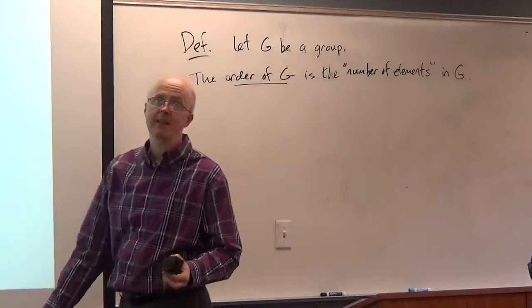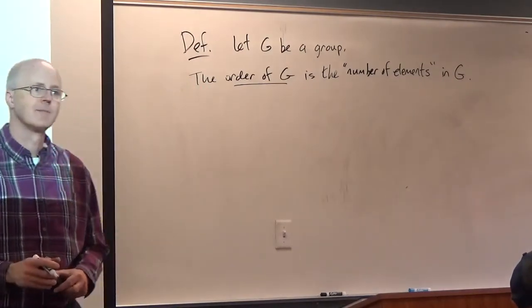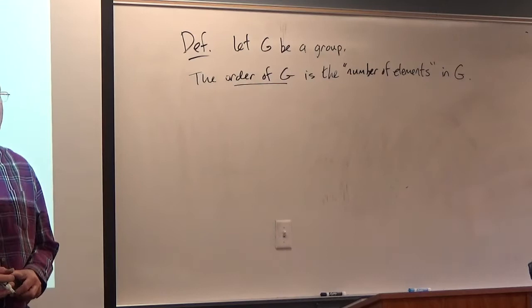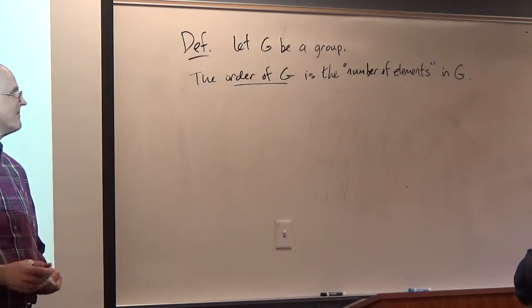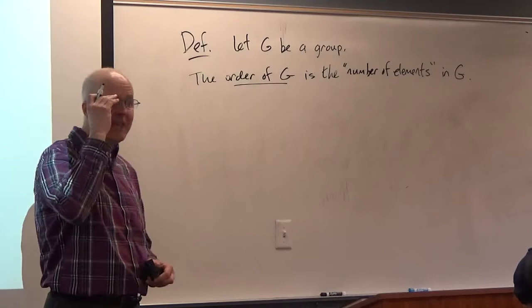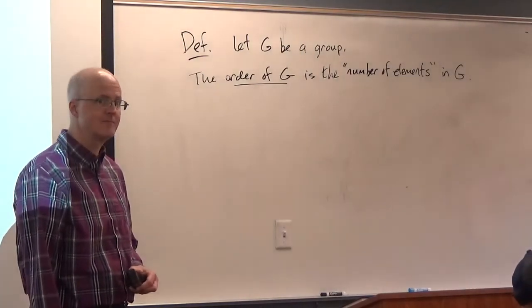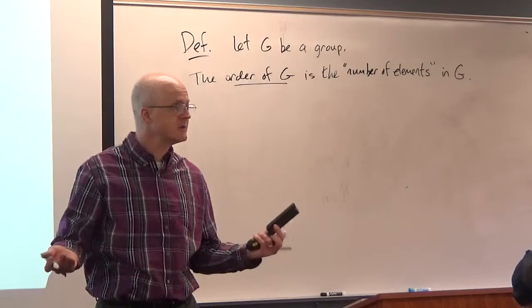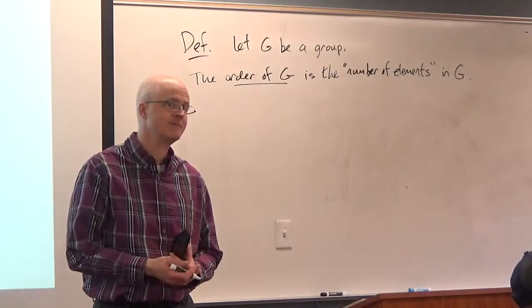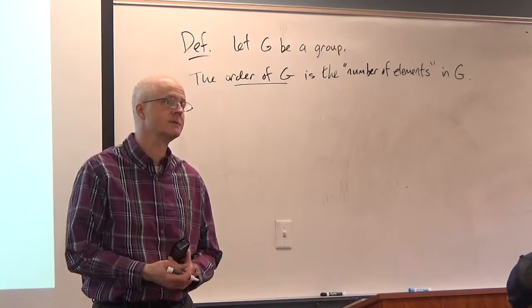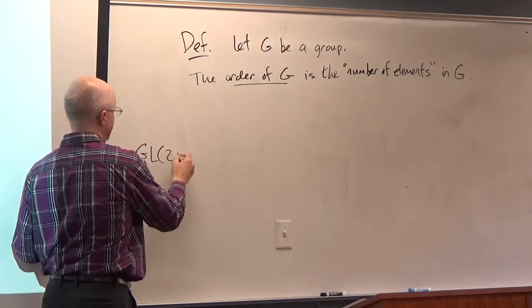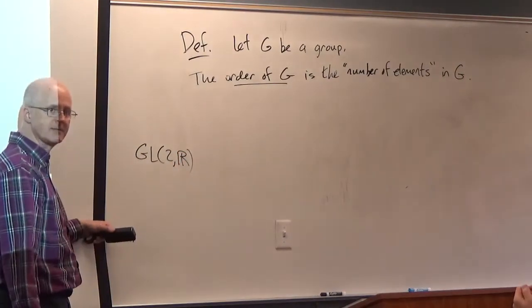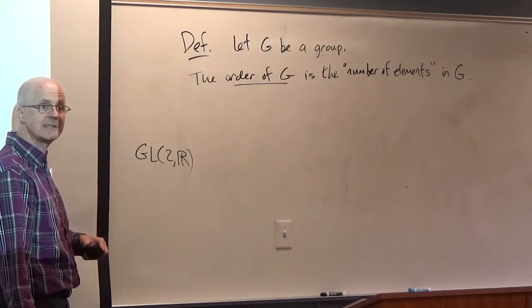Certainly if G has finitely many elements, it makes sense to say that. If a group has 10 elements, its order is 10. If a group has a trillion elements, its order is a trillion. But G could have infinitely many elements. The group of integers under addition has infinitely many elements. The group of rational numbers, the group of real numbers, the group of complex numbers. GL2R has infinitely many elements, right? Because the entries of the matrices can be any real number.